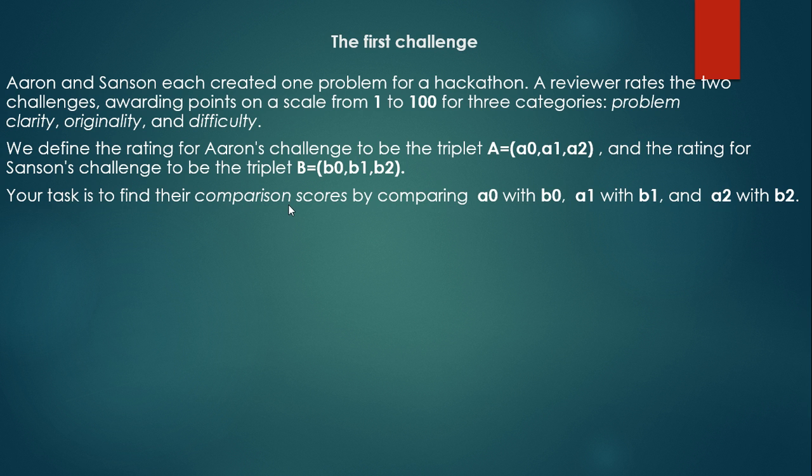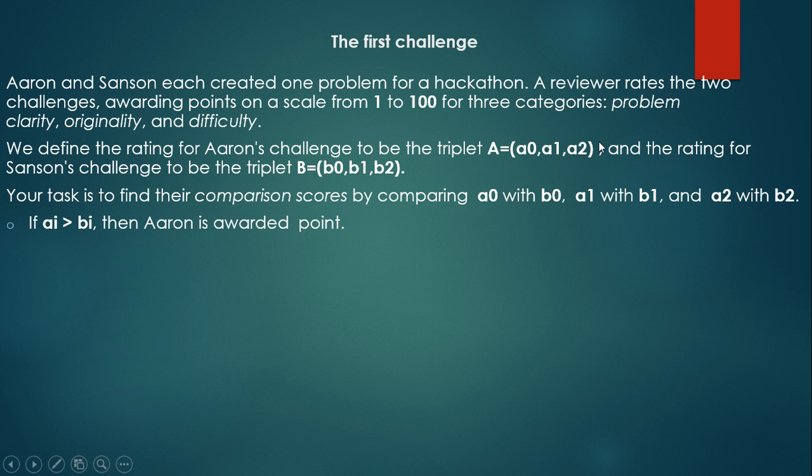Okay, so then we define the rating for Aaron's challenge to be the triplet A, which contains values A0, A1, and A2, and the rating for Samson's challenge to be the triplet B, with B0, B1, and B2. Your task is to find their comparison scores by comparing A0 with B0, A1 with B1, and A2 with B2. So basically what it says is you have to compare each of the elements here with its respective element, or opponent, in this particular array or container here.